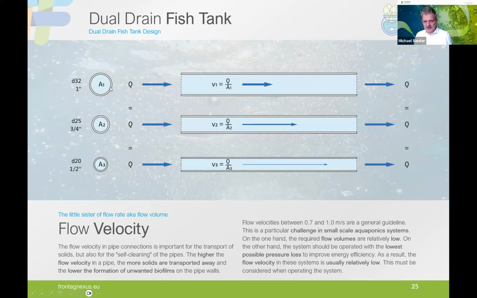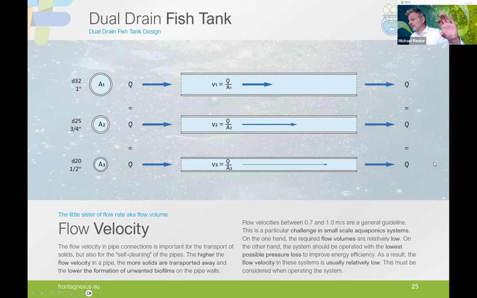And normally, and that is what is shown in the graphics here, if we are looking at a certain flow rate or flow volume that we will have to lead through our fish tank, we can influence the flow velocity by the diameter of the pipes that we use. Meaning larger diameters lead to slower water flows, and smaller diameters lead to higher flow velocities.